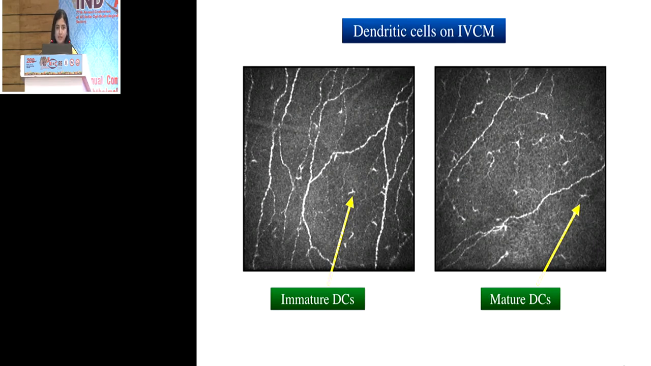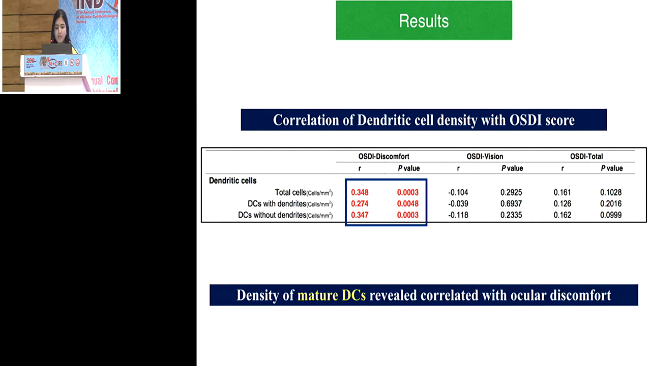So what are dendritic cells? They are mainly immunoregulatory cells or Langerhans cells, which are at the limbus and they migrate toward the center of the cornea in any inflammatory condition. And we were essentially looking at the correlation between the density of the inflammatory cells with the ocular discomfort scoring.